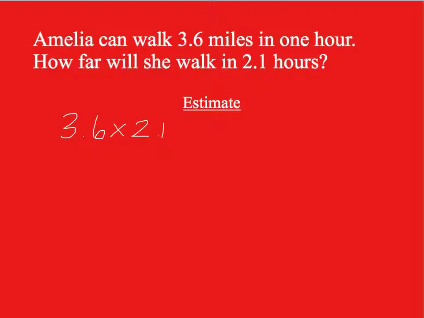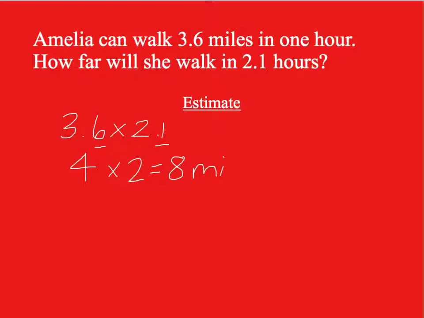But for our estimate, I'm going to round 3.6 up to 4, since 6 is above 5, so it's going to round up. And then my 1 in the 2.1 is lower than 5, so I'm just going to leave it at 2. So our estimate here is going to be 8 miles.